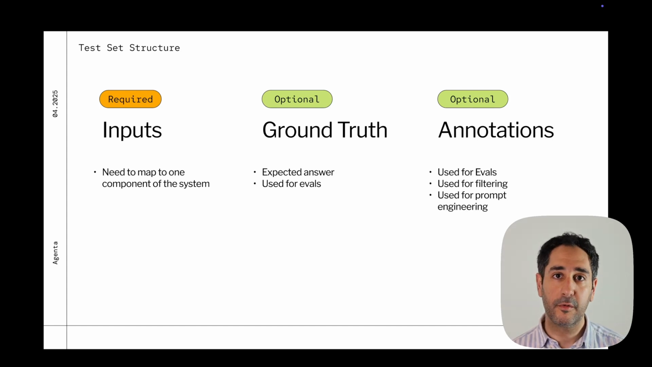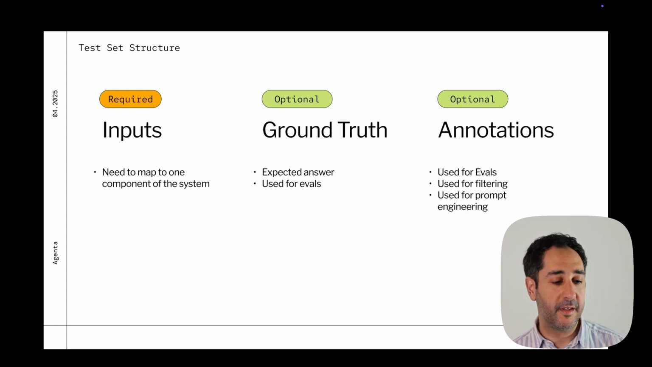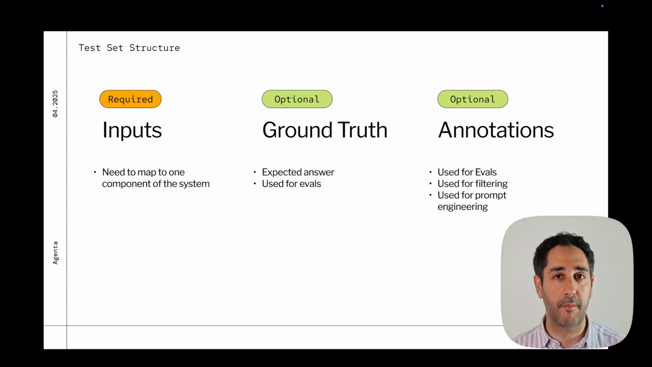So one thing to always consider when you're building a test set is which component of your system you are building it for. Are you building a test set for the end-to-end system or for parts of the system? Now, as you see here, the inputs are always required. Without inputs, we cannot invoke the system, the LLM application, or the component within the LLM application. Just by having the inputs, we can already evaluate the LLM application.